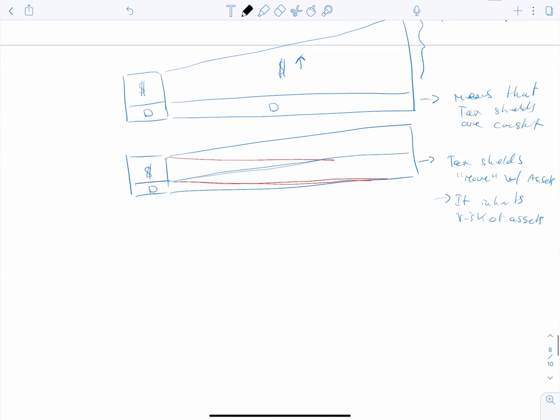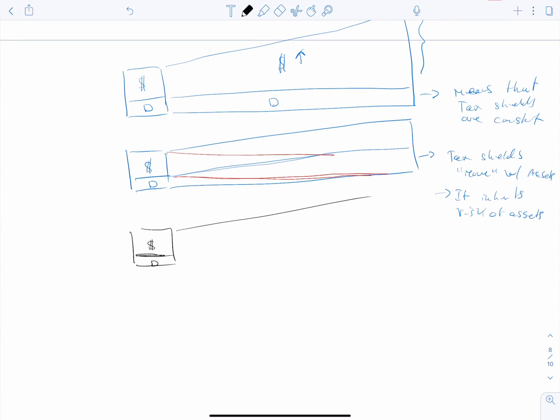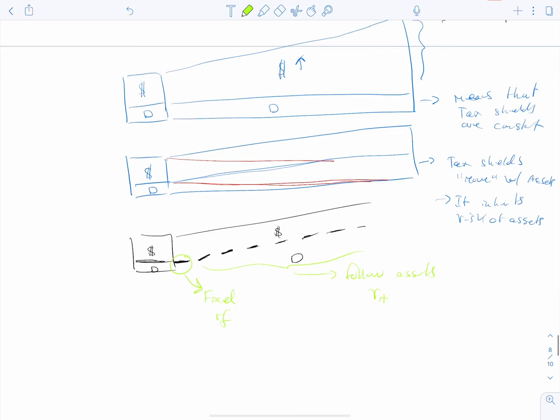So basically, in that case, down here, now I'm using black, I hope that's okay. If your firm performance goes up, you follow firm performance, but think of it as saying that the next year is fixed, and then you adjust yearly, like this, right? Your debt and so on. So this one right here is fixed, meaning that you discount with RF. These here follow assets, meaning that you discount with RA.